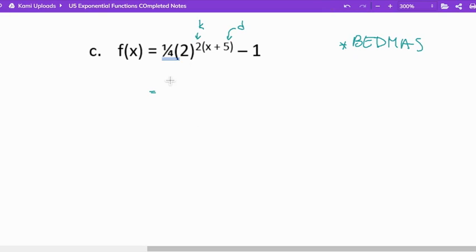Okay, so I go nice and slow. 1/4 stays. Now, am I first dealing with the 2 or the 5? Or how about this? Am I first dealing with the power of a power or the product rule? Power of a power. Reason being, this is 2 times x plus 5.